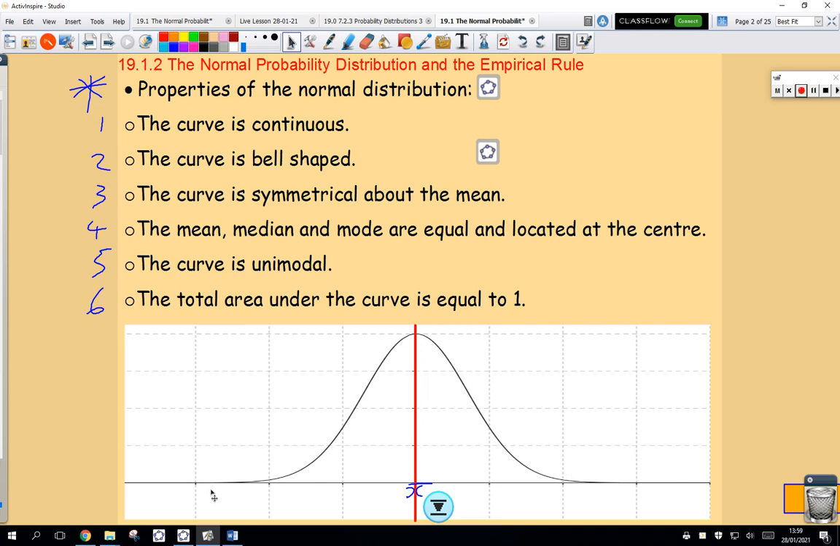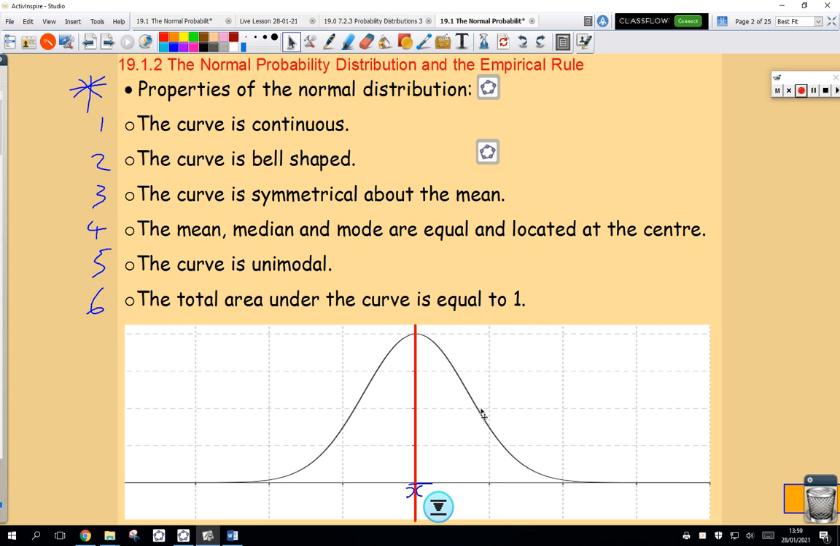Okay, there's 6 properties there we need to know. The curve is continuous, no gaps in it. It's bell-shaped, that's just describing that particular shape. It's symmetrical about the mean, very important. It's symmetry. The mean, median, mode are equal and located at the center. The curve is unimodal, meaning it has one mode, and the total area under the curve is equal to 1.